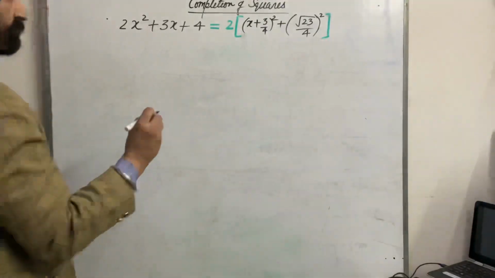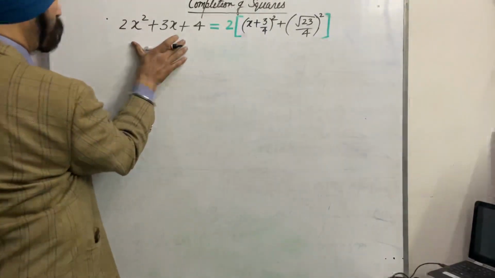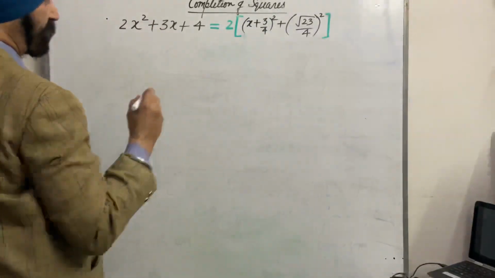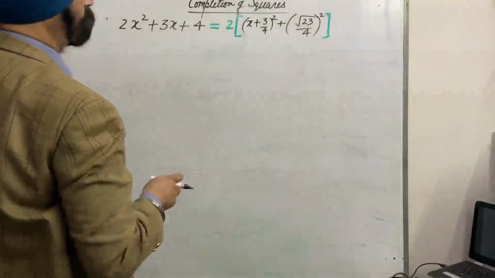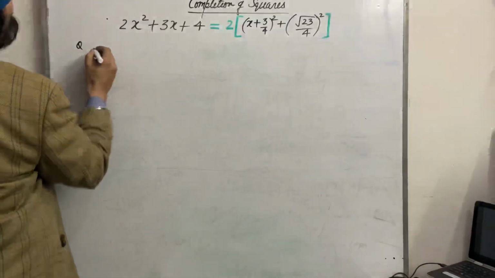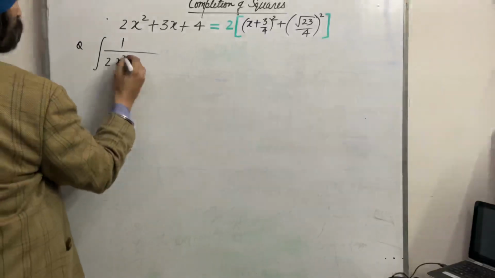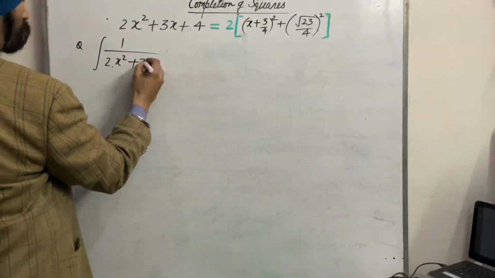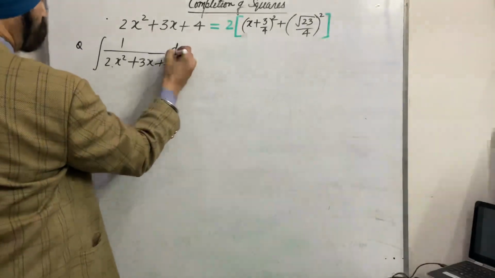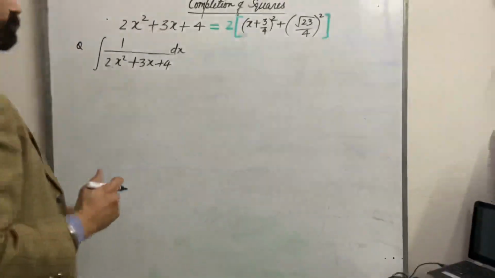Now, in our 7th video on integration, we have learned the method of completion of squares. Now, let us see how exactly we are going to use this method for integrating functions. Suppose we have a question of this type: 1 divided by 2x squared plus 3x plus 4, its indefinite integration with respect to the variable x.